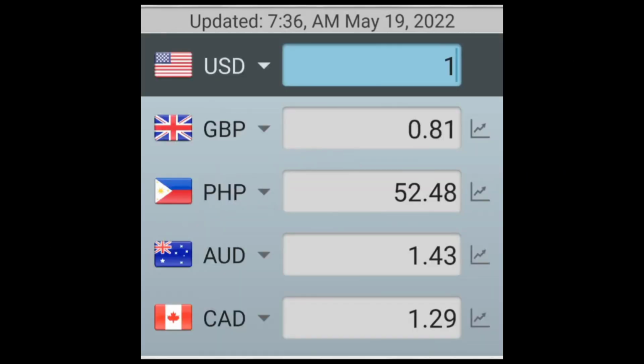Good day everyone. Welcome to US Dollar Daily Foreign Exchange Update. Data as of 7:36 a.m. May 19, 2022. US dollar to other foreign exchange update.